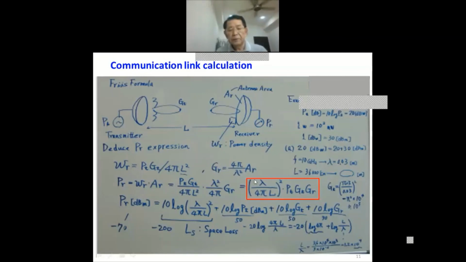And if frequency increases, lambda becomes small. So at high frequency, the received power is reduced. Received power depends on distance and frequency. This is the case for satellite communication.